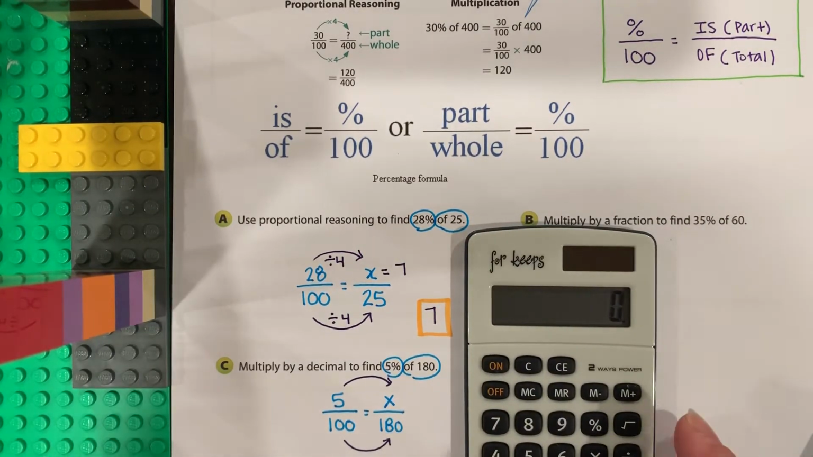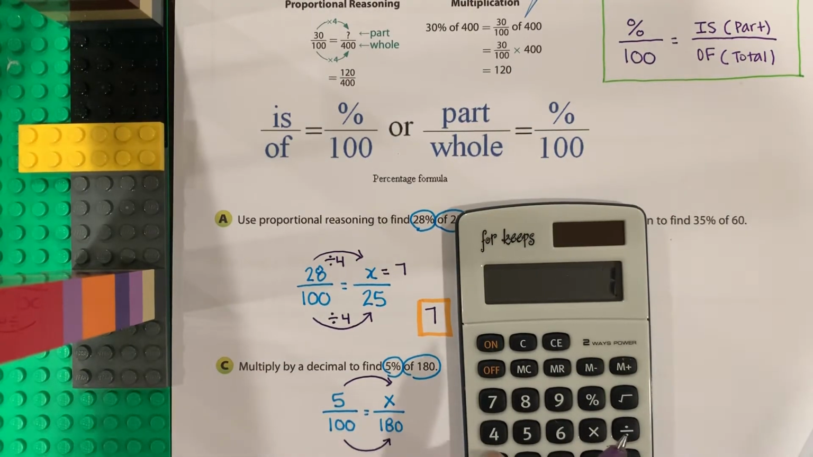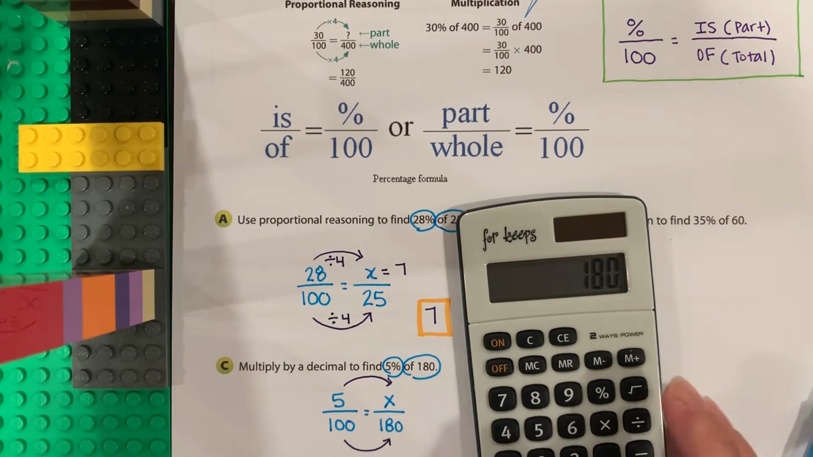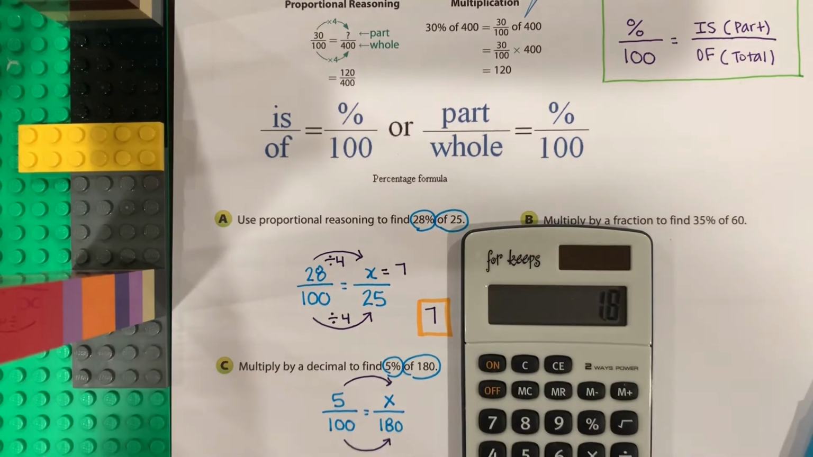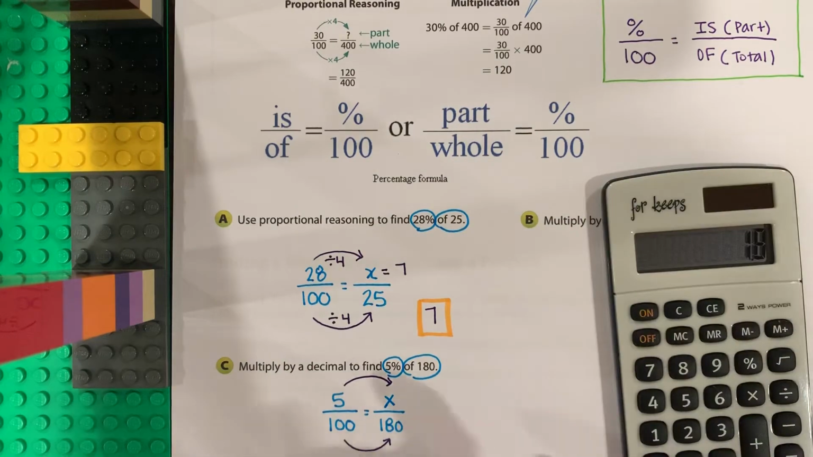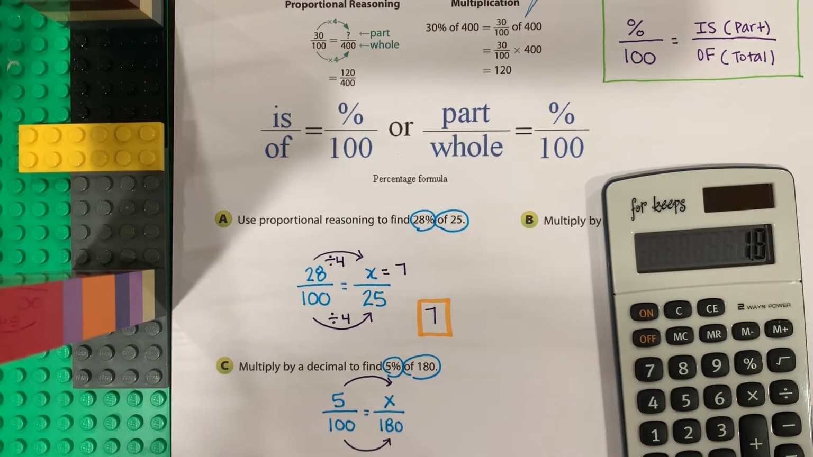First of all, for this lesson, you can use your calculator. If you try 180 divided by 100, it'll give you 1 and 8 tenths. What that means is 100 times 1 and 8 tenths is equal to 180. So you can do 5 times 1 and 8 tenths to get the answer.